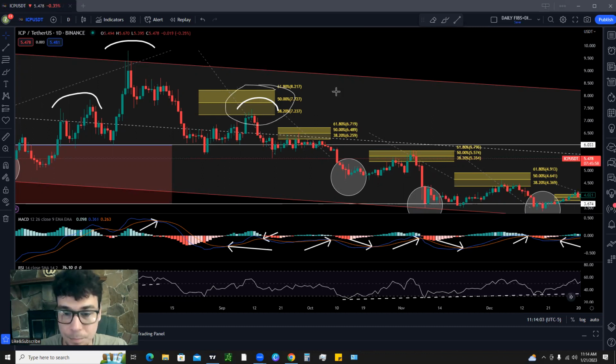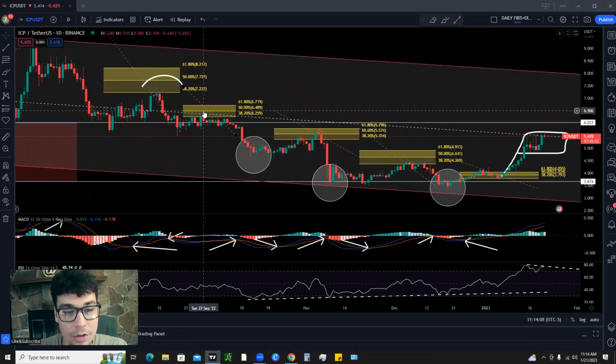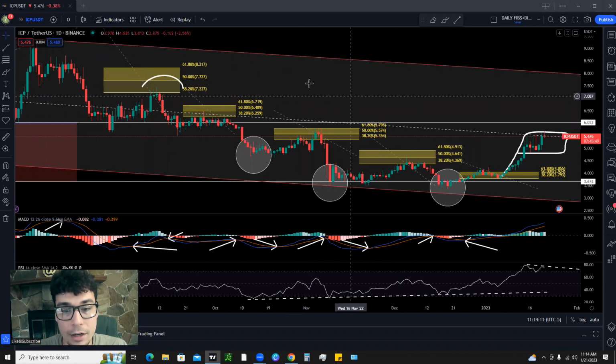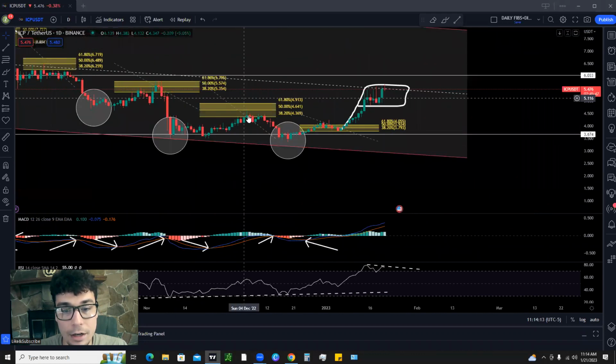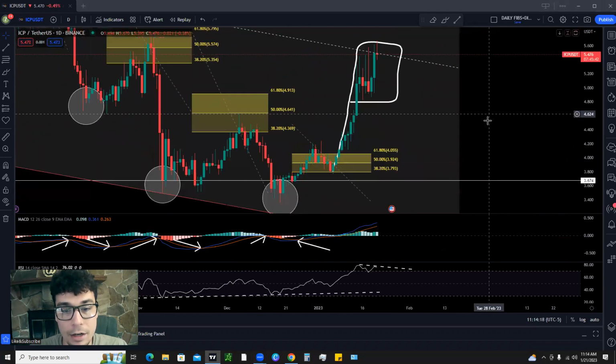So if we take a look, we've just continuously rejected our retracement levels. We did it right here. We did it right here. We did it right here as well. And we continue to do that. We've done it again over here. And what we most recently did was we broke out of it, guys.